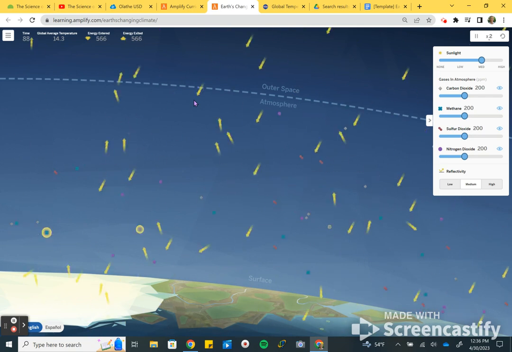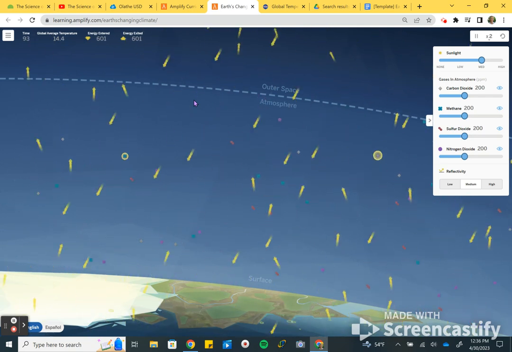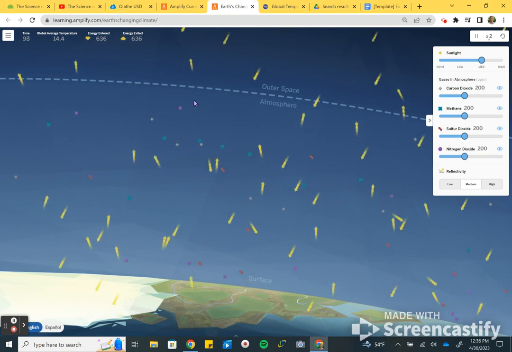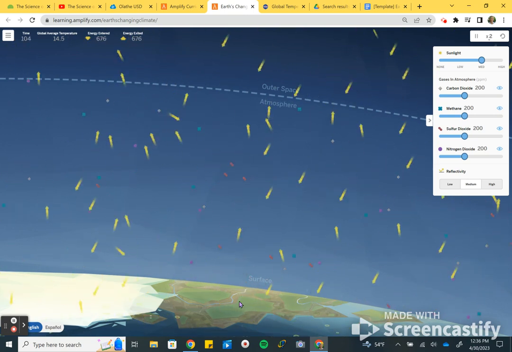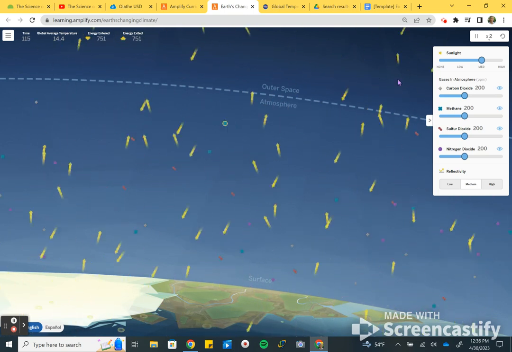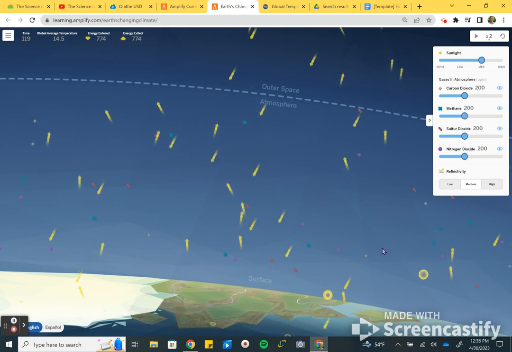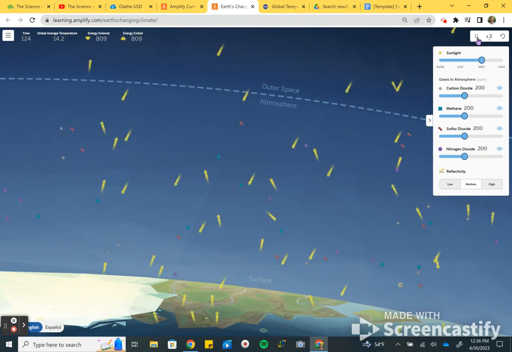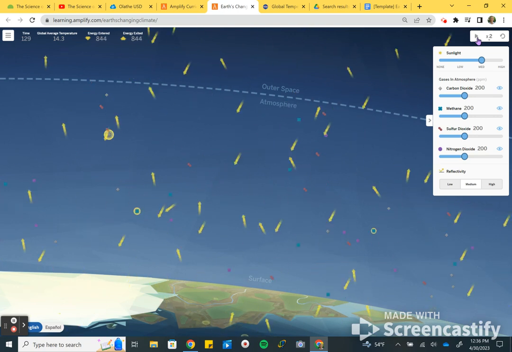As the simulation runs, I want to point out a few things. I can see that sometimes energy from Earth's surface runs into the gases in the atmosphere and it actually absorbs it. Right here, you can see energy being absorbed by carbon dioxide molecules in the atmosphere. Something else to notice, here's methane absorbing energy as well.